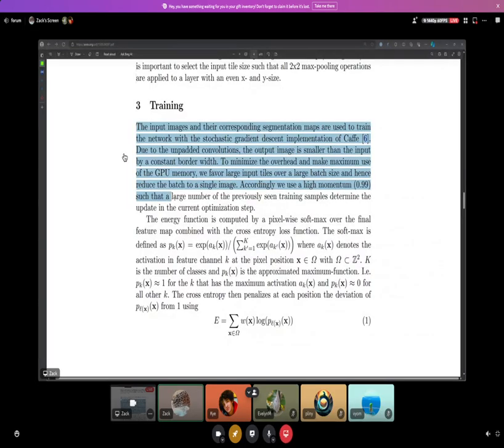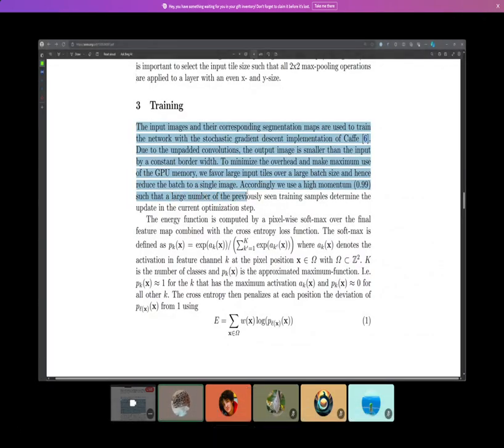Training. The input images and their corresponding segmentation maps are used to train the network with the stochastic gradient descent implementation. Due to the unpadded convolutions, the output image is smaller than the input by a constant border width. To minimize the overhead and make maximum use of the GPU memory, we favor large input tiles over a large batch size, and hence reduce the batch to a single image. Accordingly, we use a high momentum, such that a large number of the previously seen training samples determine the update in the current optimization step.